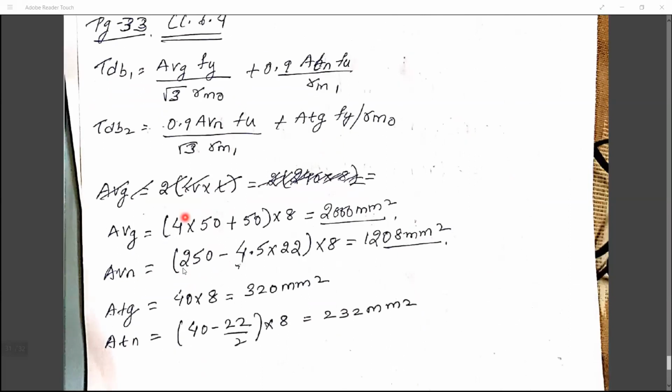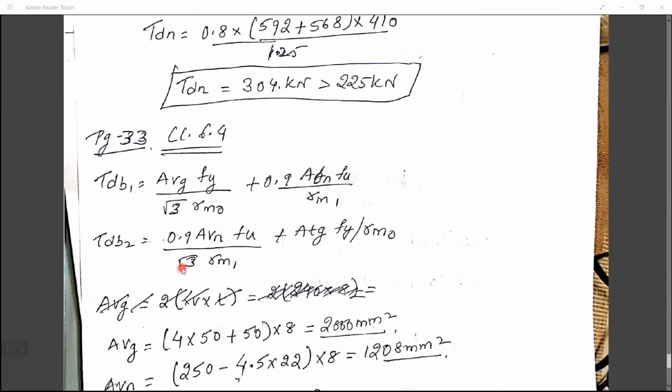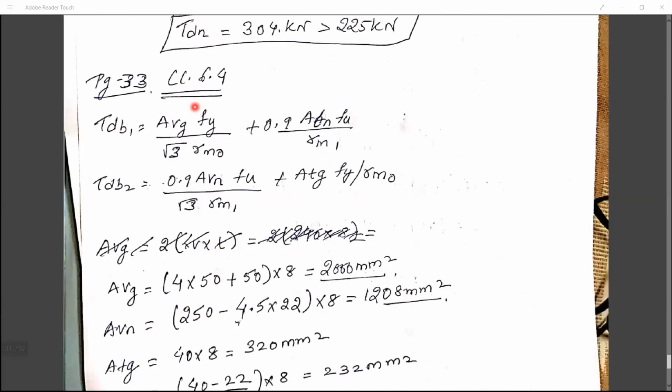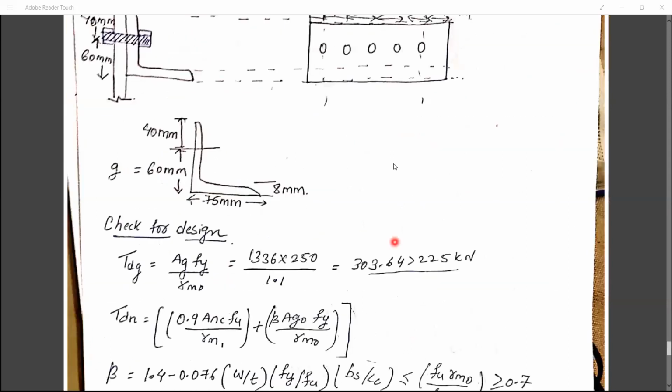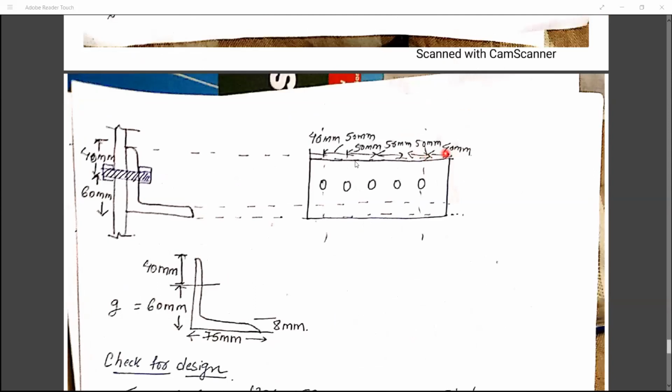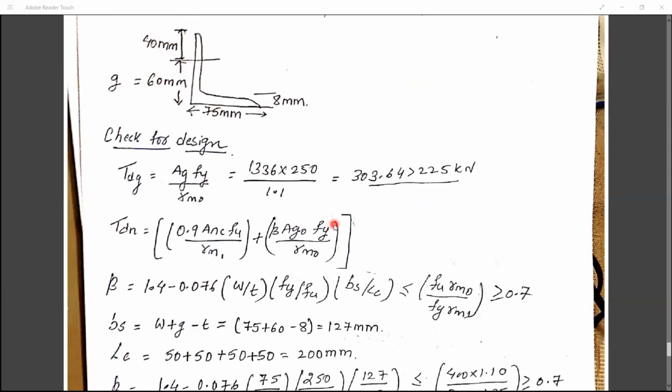You need to calculate block shear strength, TDB1 and TDB2. See how to calculate AVG here. 4 into 50 plus 50, which is 50 here. This 50 is nothing but our pitch distance. 4 into 50 plus 40. 1, 2, 3, 4 plus 40. 4 into 50 plus 40.